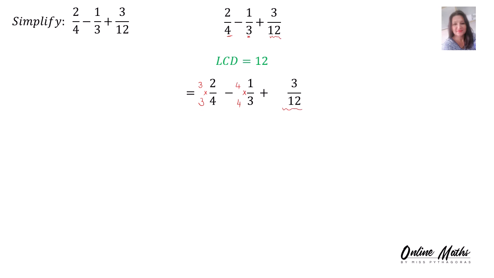In the next step we will say 3 times 2 is 6 over 12. Minus 4 times 1 is 4 over 12, and we bring the 3 twelfths down. Now they are all over 12, so we can add them. Add and subtract. 6 minus 4 plus 3, everything over 12, gives you 5 twelfths.